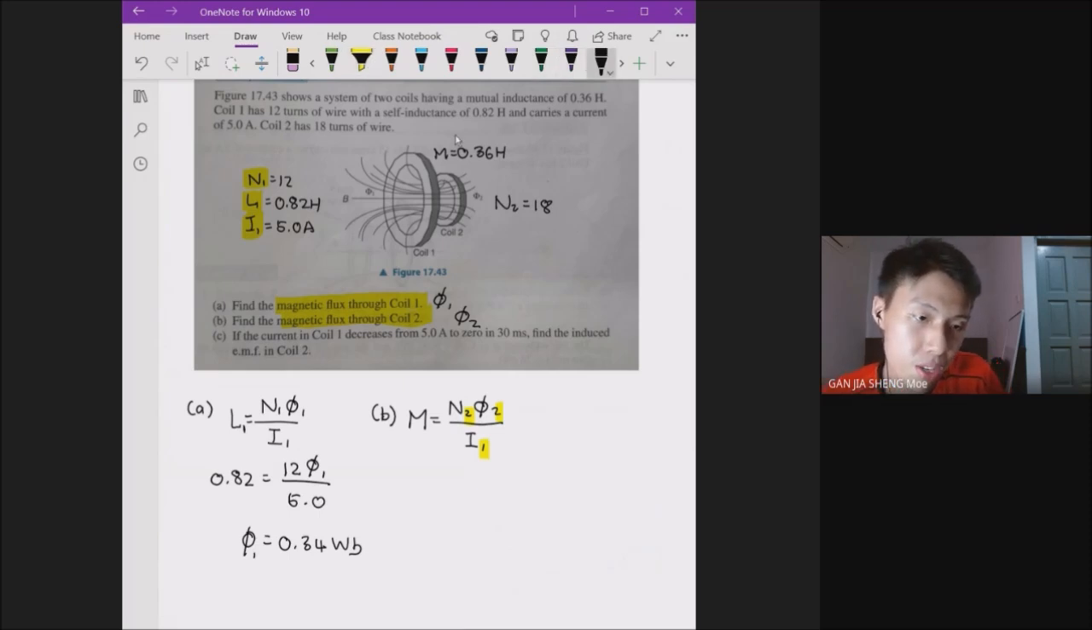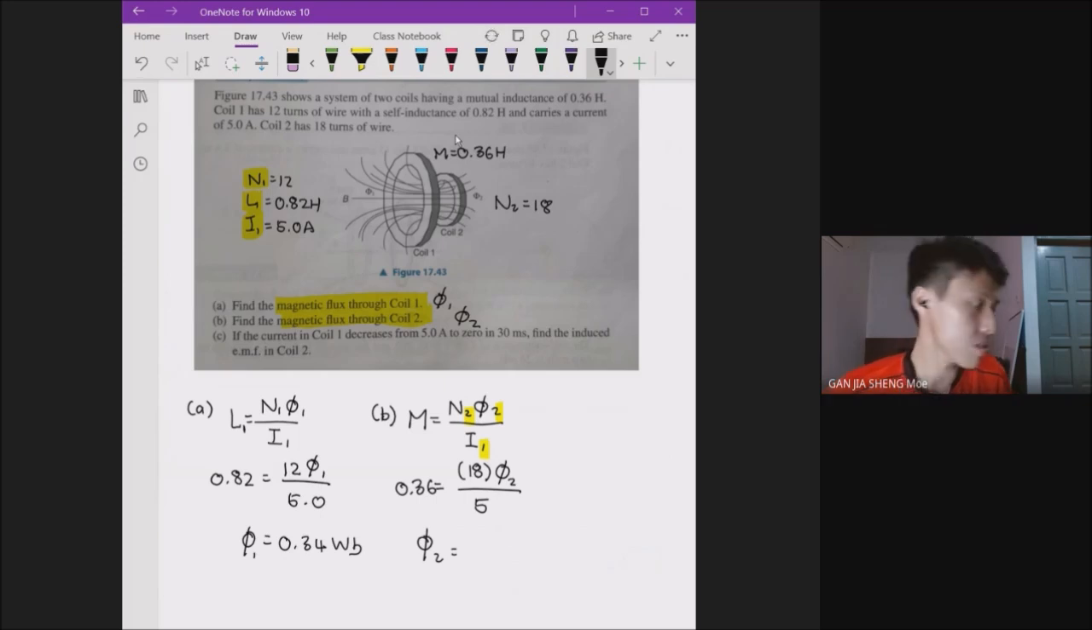So over here you can put in N2 to become 18 phi 2. The current flowing through coil 1 is 5, then it's 0.36 Henry. So phi 2 will be equal to 0.10 Weber.